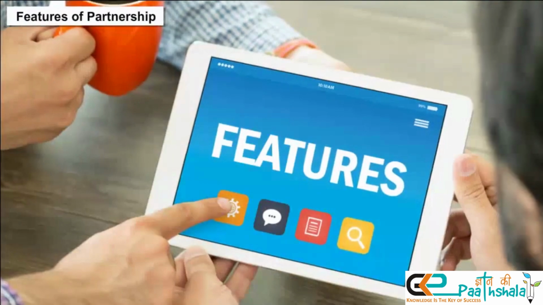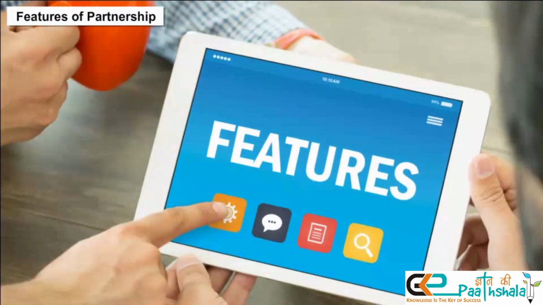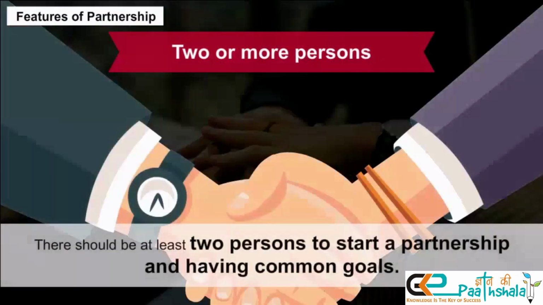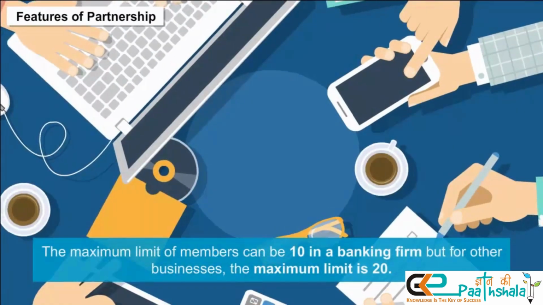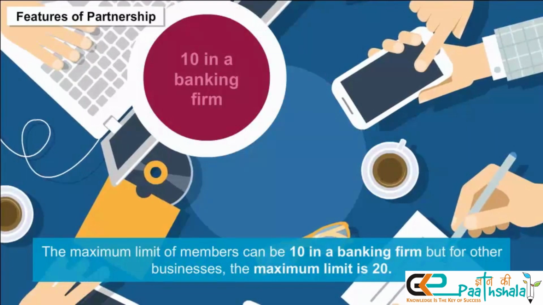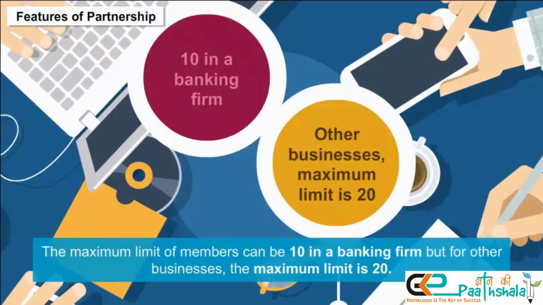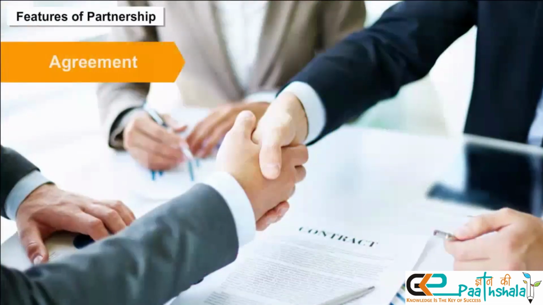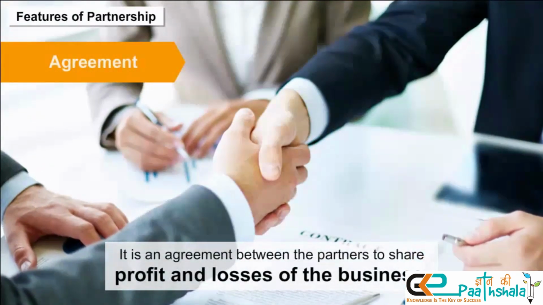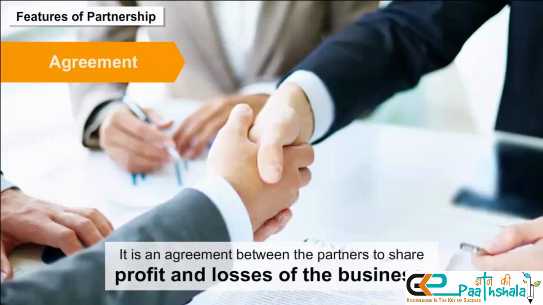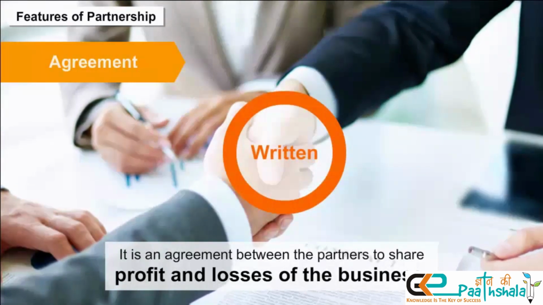Features of partnership. The essential features of a partnership firm are: Two or more persons. There should be at least two persons to start a partnership, having common goals. The maximum limit of members can be 10 in a banking firm, but for other businesses, the maximum limit is 20. Agreement. It is an agreement between the partners to share profit and losses of the business. This agreement can be written or oral.